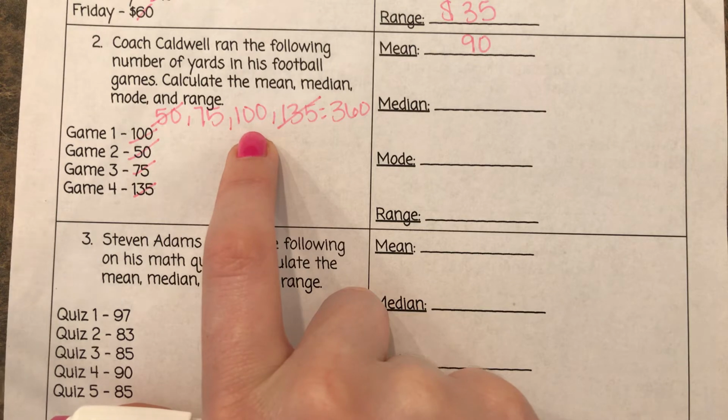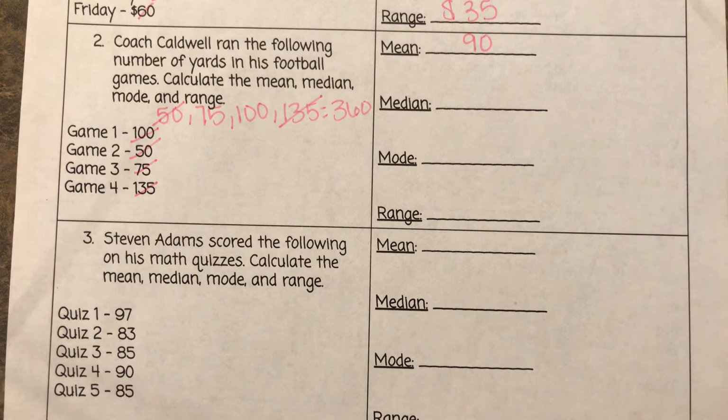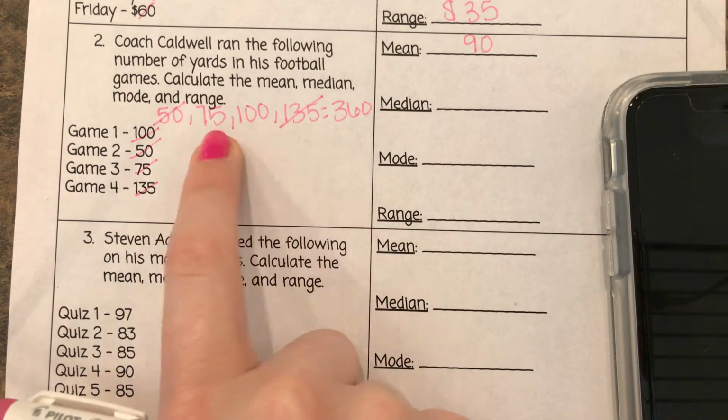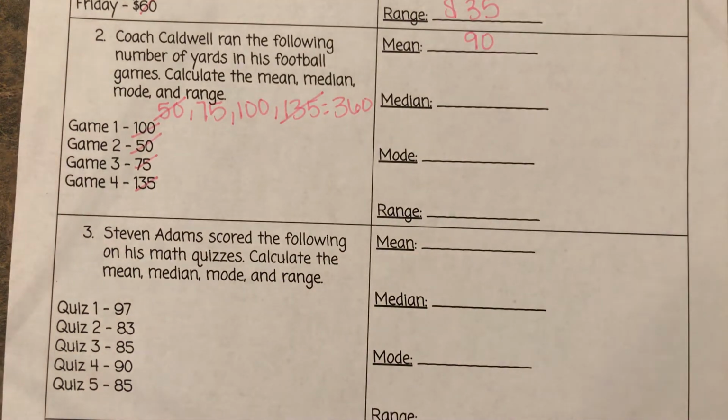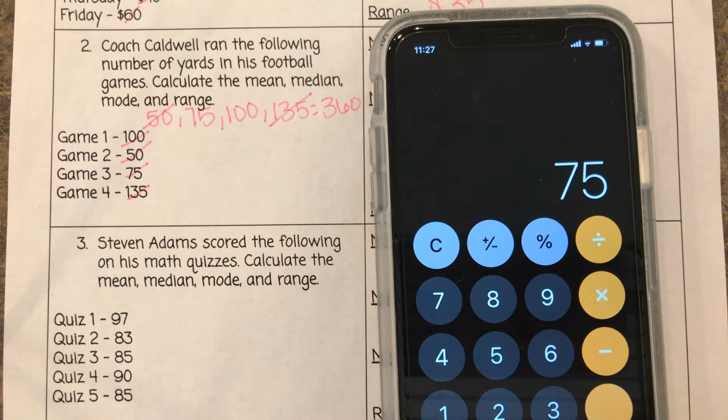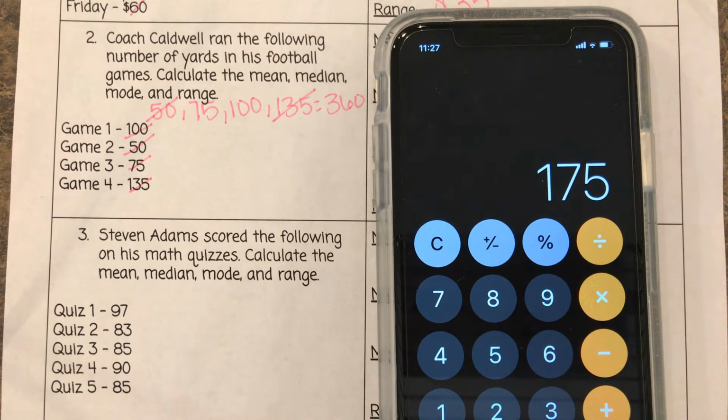Well, most of us don't have a number line sitting around, so we are going to use our calculator. We're going to find the average or the mean. We're going to do exactly what we just did, but only with two numbers. So we're going to take 75 and add it to 100. So I get 175 for my total. Next step, I just have to divide by however many numbers we just added, which was 2. So 175 divided by 2, 87.5.